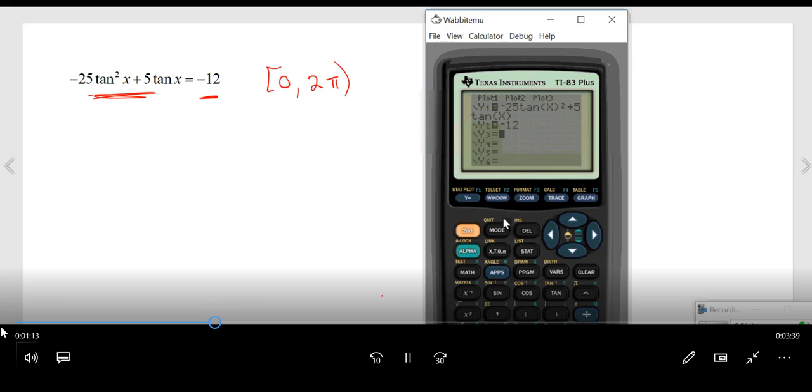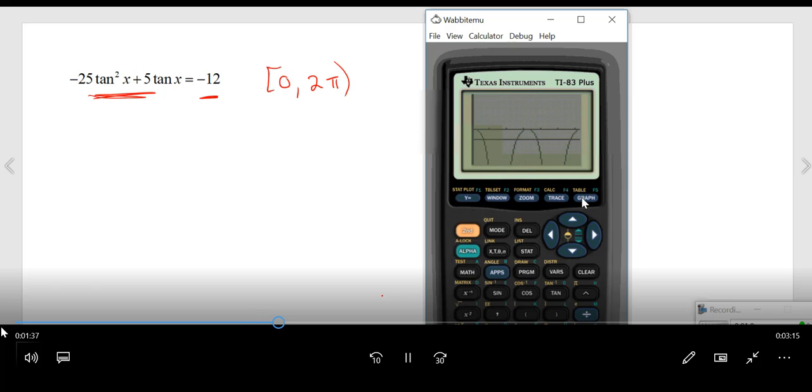I've set up my window to go x is from 0 to 2 pi because that's all I'm interested in. And I know I have to get down to y equals negative 12. So I put a y min of negative 40 and a y max of 40. Just make sure that your y range has that negative 12 in it. And then let's graph it.